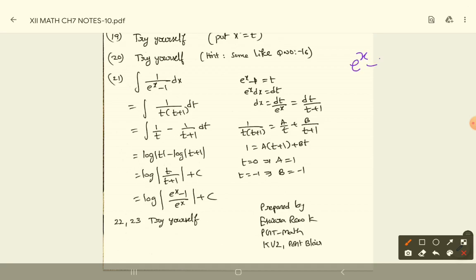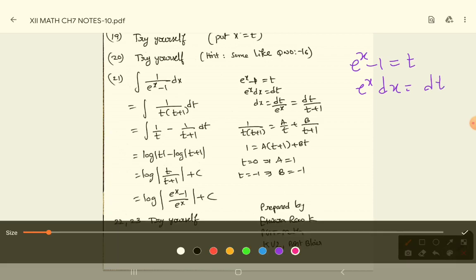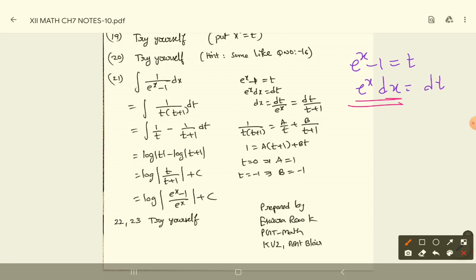Look at this once again, everyone. e power x minus 1 is equal to t, I have taken, because for the denominator I took t. Then e power x into dx is equal to dt. But with dx, carefully notice, there is no e power x. So that's why I just convert e power x into t. It is t plus 1 into dx is equal to dt. So dx can be written as dt by t plus 1.